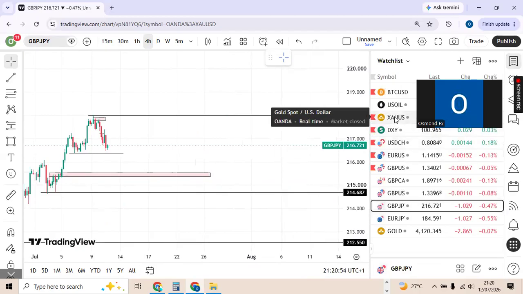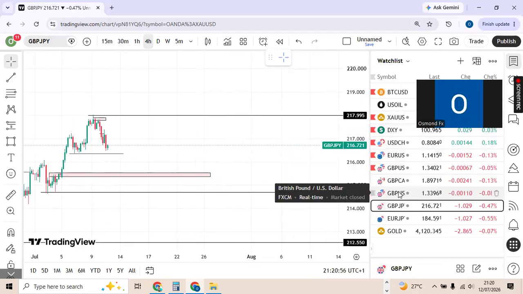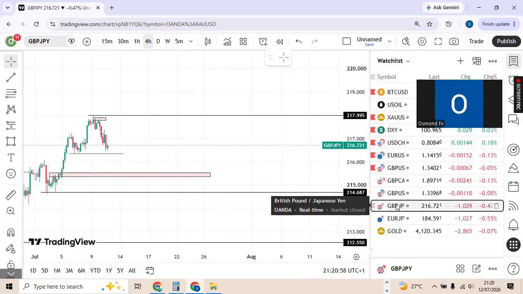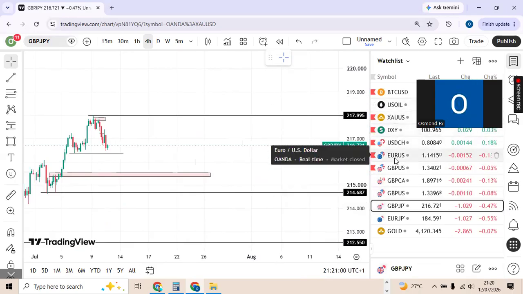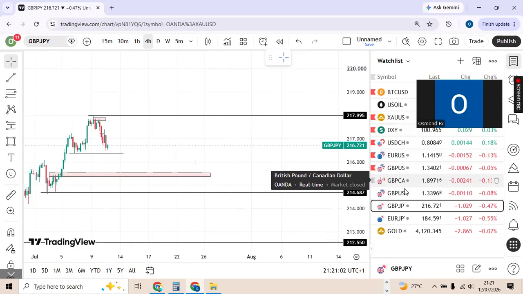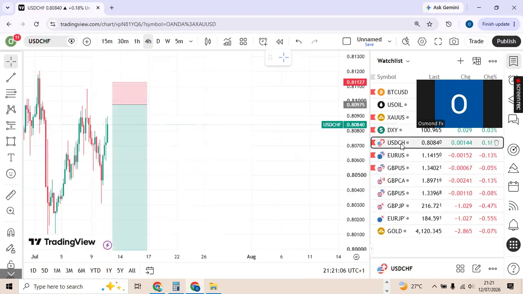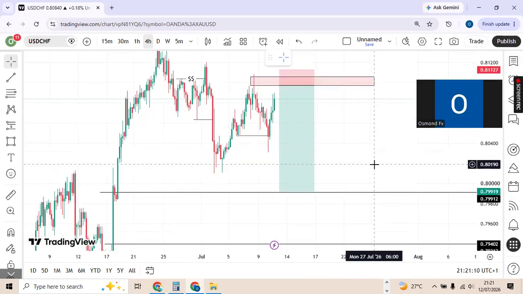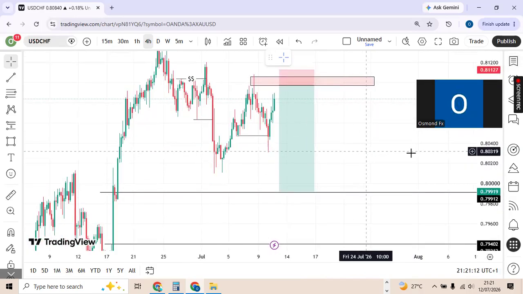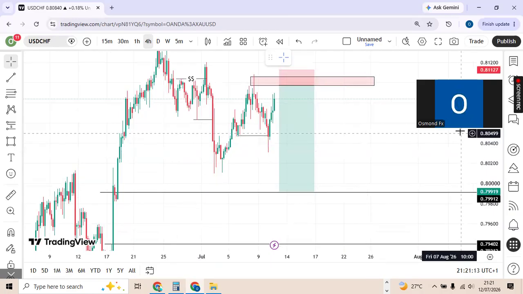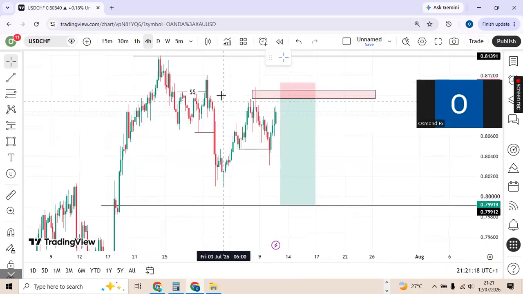Let's look at USD CHF. After USD CHF, we'll talk about gold and BTC. So where's the USD CHF exactly? You guys can see clearly, this is my setup on USD CHF. The setup is there already.